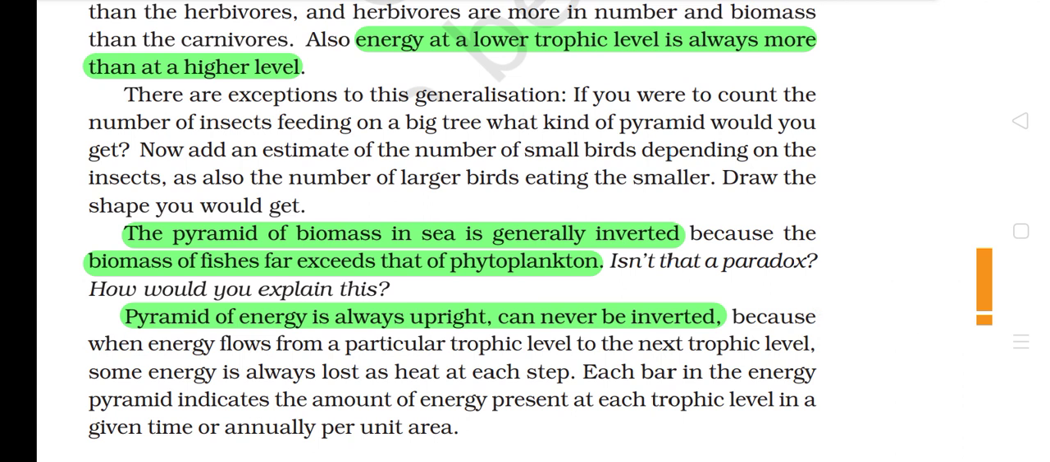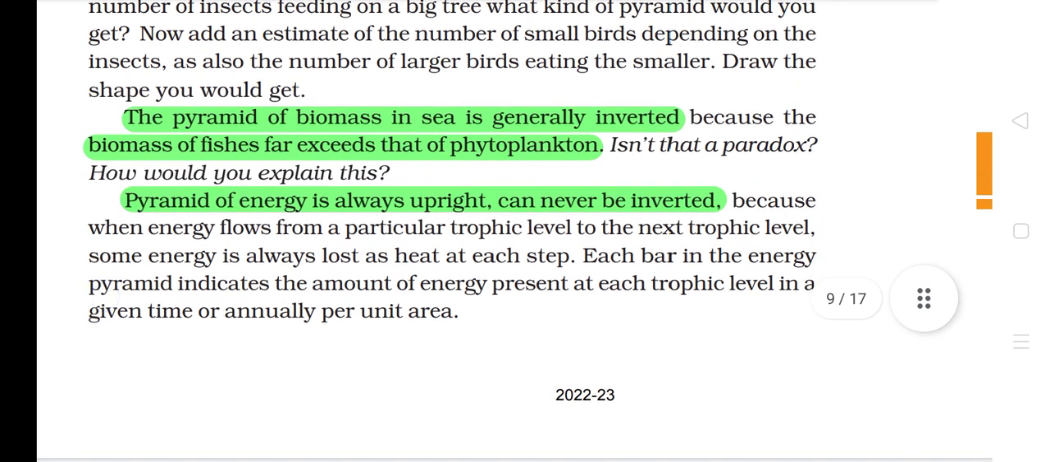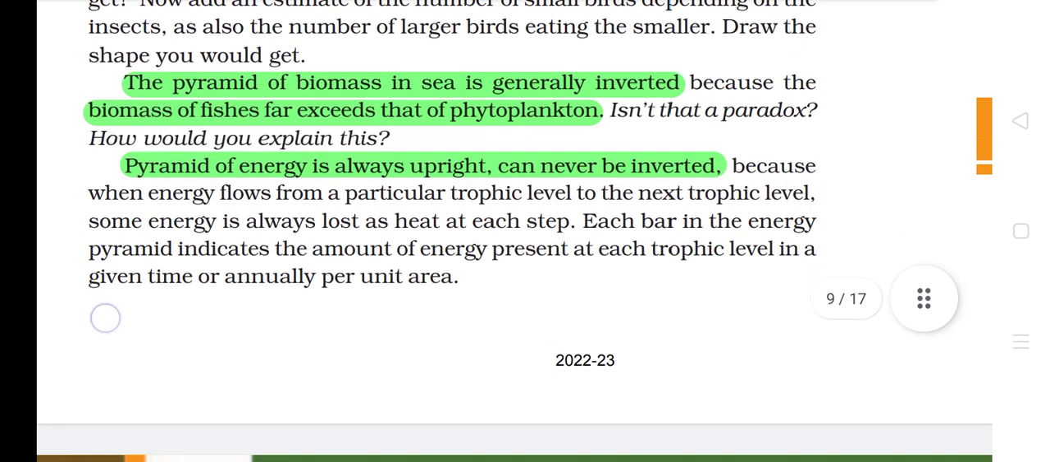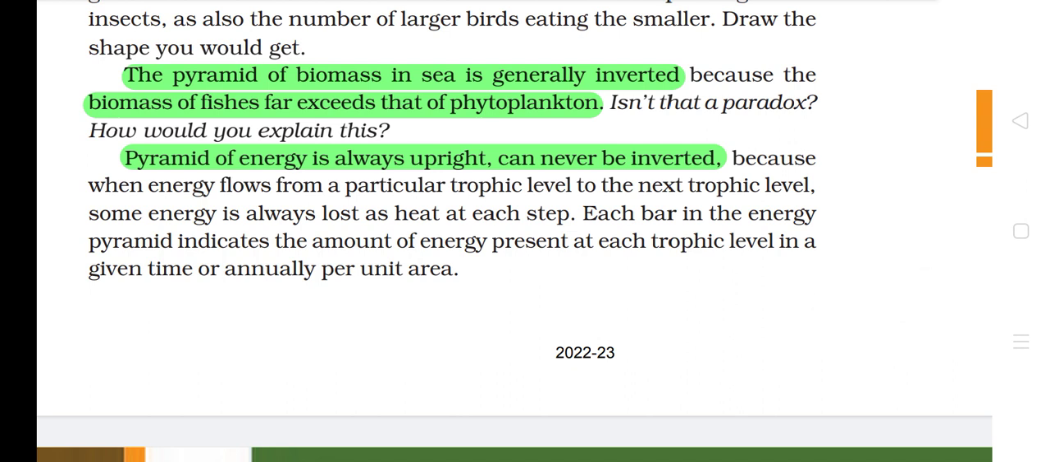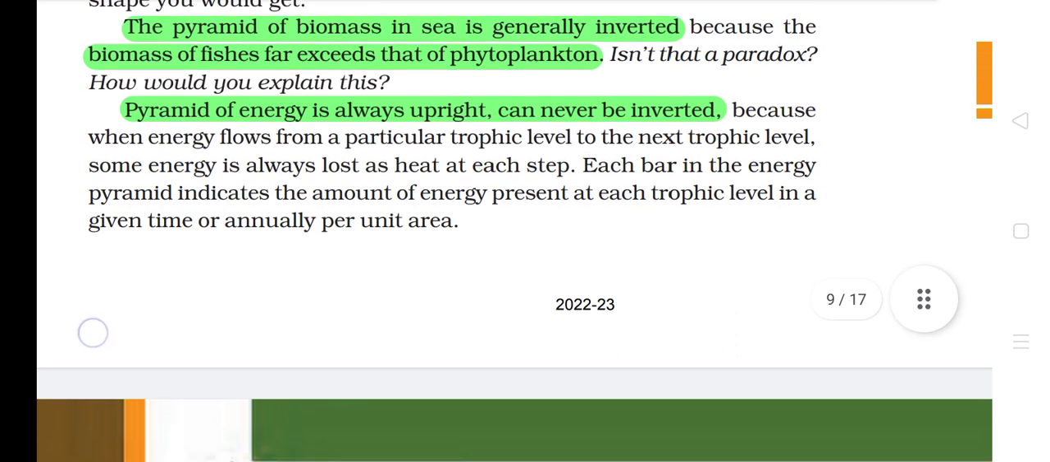If you were to count the number of insects feeding on a big tree, what kind of pyramid would you get? Now add an estimate of the number of small birds depending on the insects, as also the number of larger birds eating the smaller. Draw the shape you would get. The pyramid of biomass in sea is generally inverted because the biomass of fishes far exceeds that of phytoplankton. Isn't that a paradox? How would you explain this?